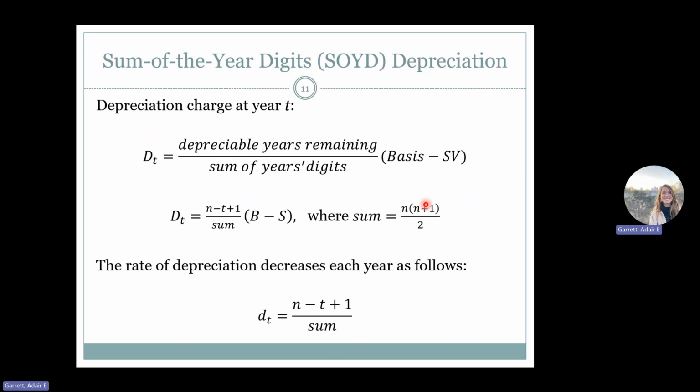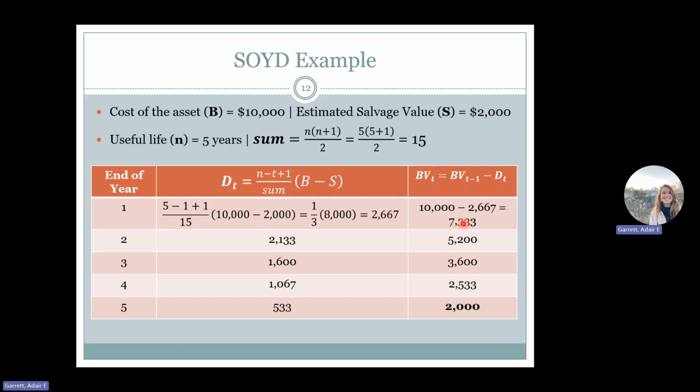And we are able to find both the depreciation charges and then also the rate of depreciation. And so the rate of depreciation is expressed as small d sub t equal to n, the total recovery period, minus t, the number of years we are along that timeline, plus 1 over sum, where sum is still equal to this value. Let's look at a simple example.